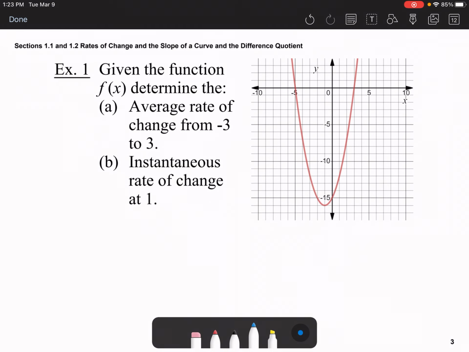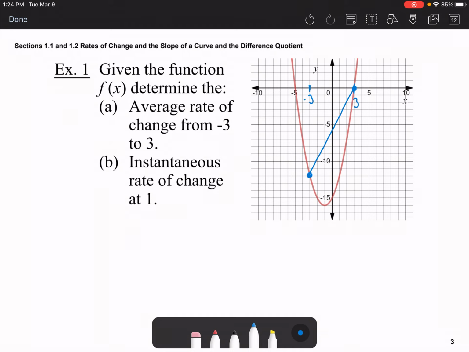Okay, so let's say we're given this function off to the side and the right. We don't need to actually calculate the function's equation, but we want to calculate the average rate of change between the value of x equal to -3 and x equal to 3. So first off, I'm going to locate where -3 is and 3 is, locate those points on the function, and then draw my secant line there.